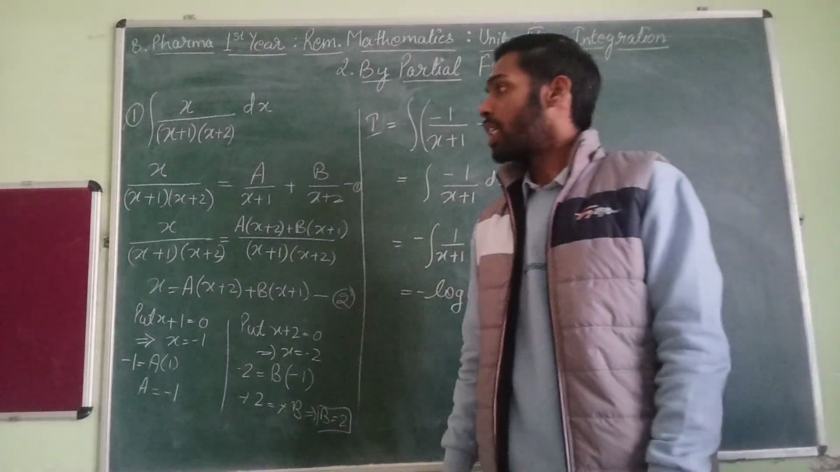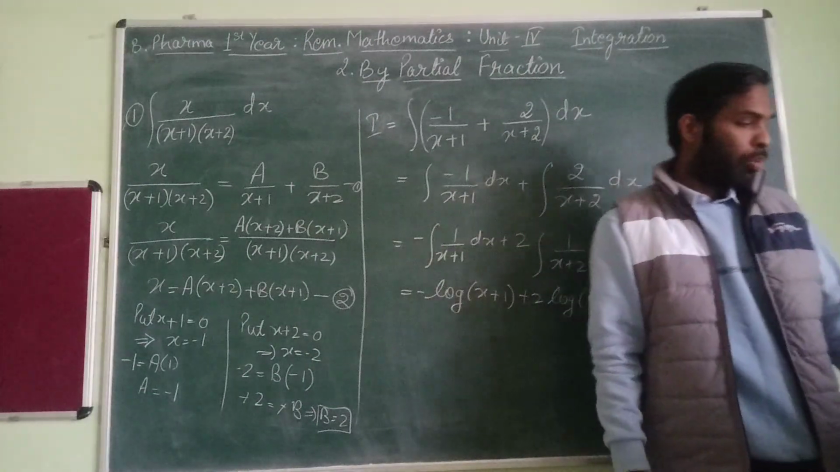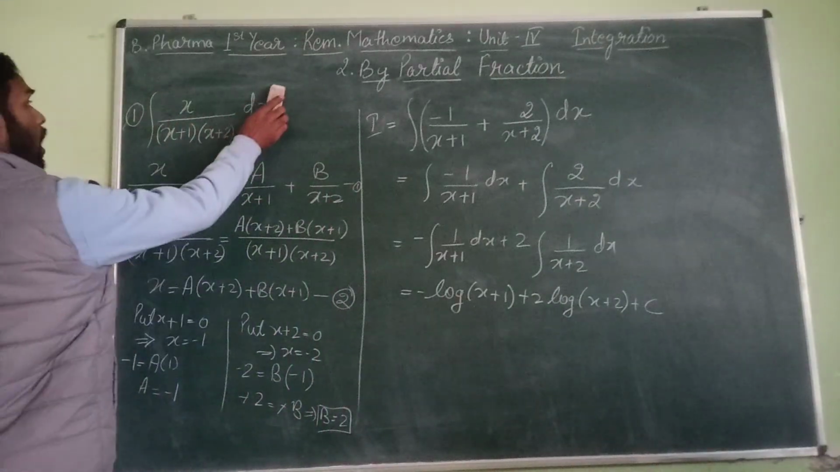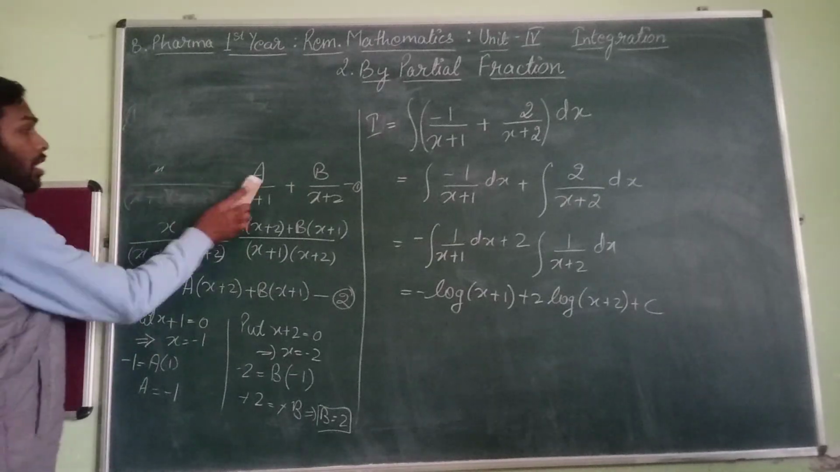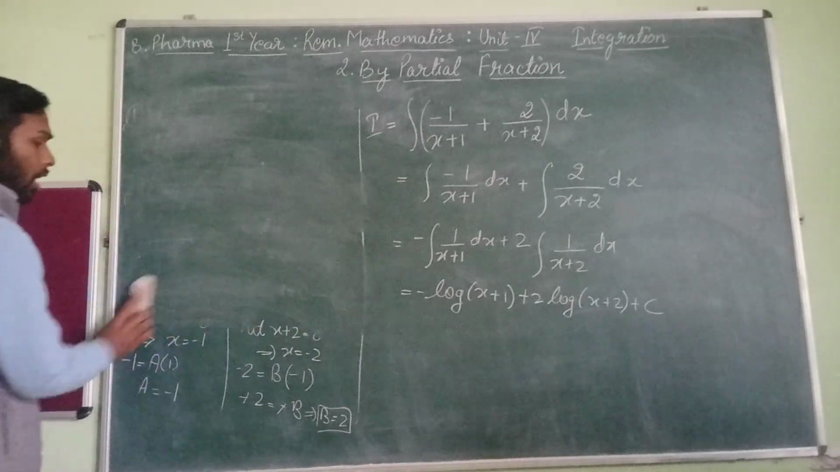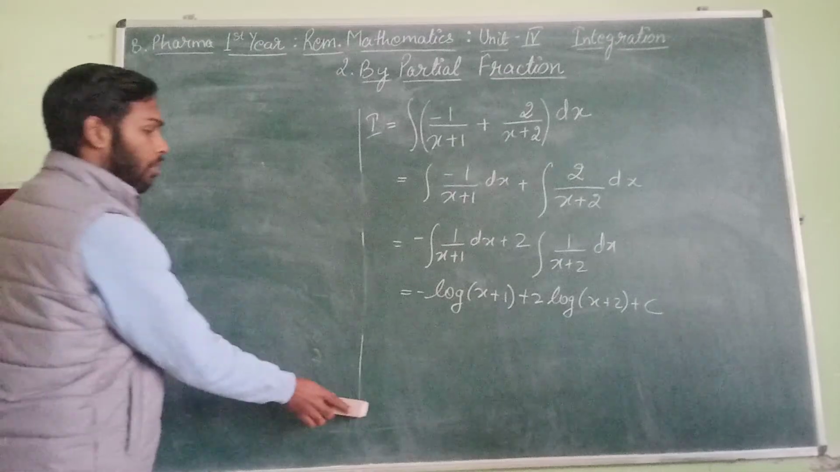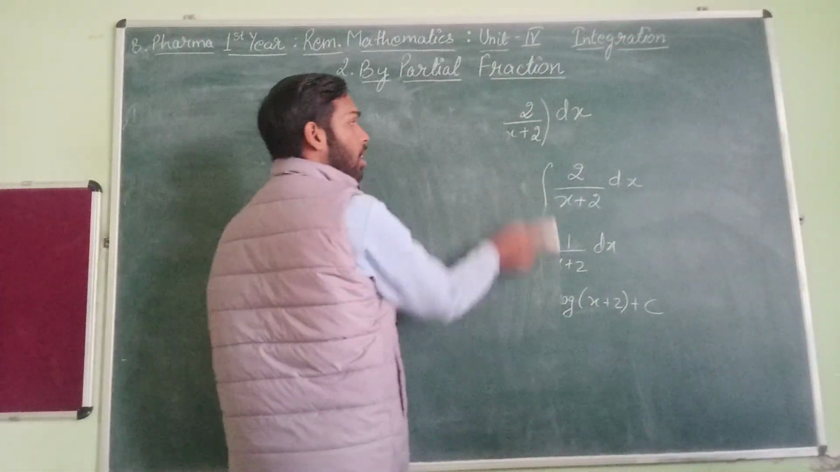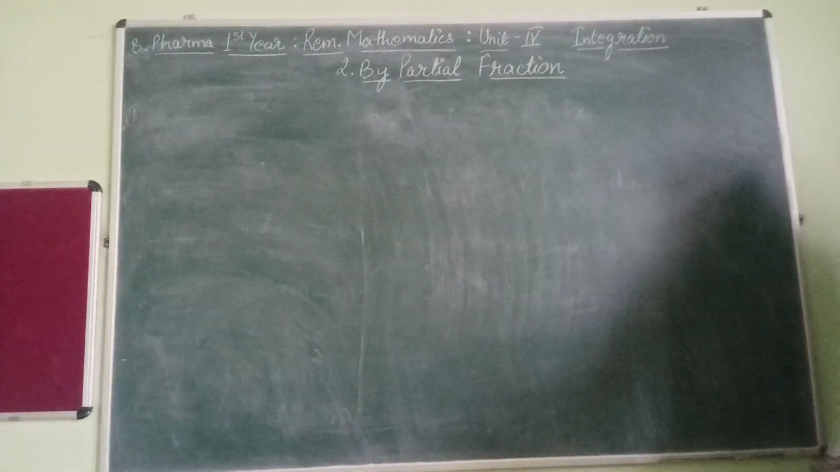Okay. Now let's do one more question. As I told you in the beginning, there can be two types of factors in the denominator, linear factor and quadratic factor. For the linear factor we have done this question. Now what happens if the question has a quadratic factor? What is the meaning of quadratic? The power is 2, or rather we can say the degree is 2. So if the highest power is 2, that factor is known as a quadratic factor. If there are quadratic factors in the denominator, how will you solve that question? Let's do one question for that.